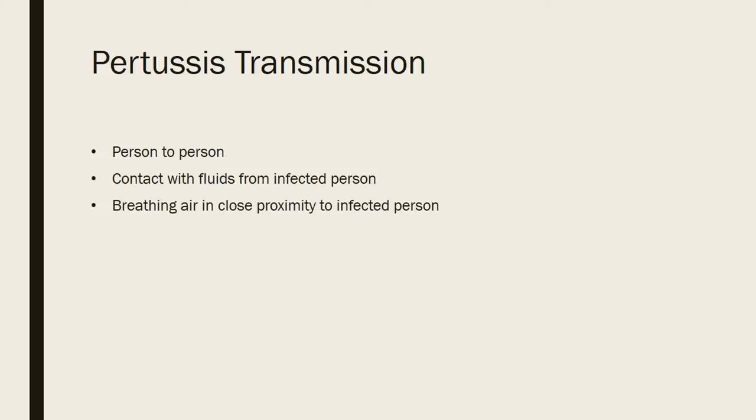Another way that you can contract pertussis is just by breathing the air of an infected person. So if you're in close proximity with somebody that's breathing it, that bacteria can actually spread into your respiratory system from theirs. Pertussis is highly contagious, so you have to be very careful if you are infected with it, who you associate with and how close you are to them.